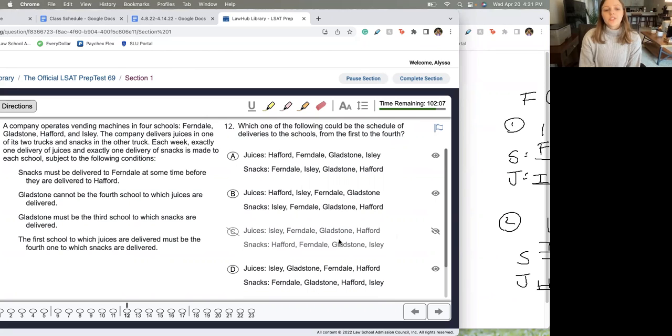Rule number 2 says G cannot be the fourth school to which juices are delivered. So I'm going to go through my juices line and eliminate the ones where I have G as 4, which eliminates B. And that's it.